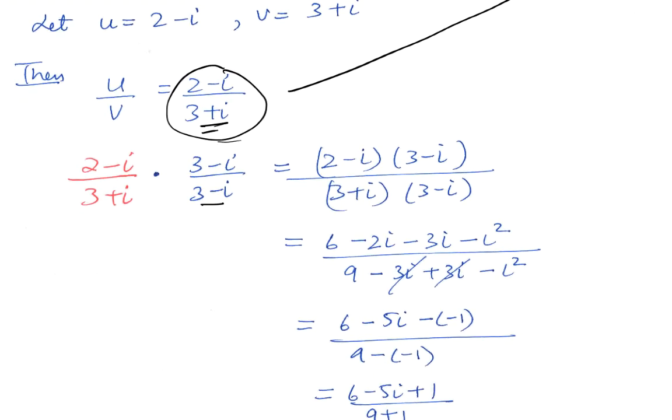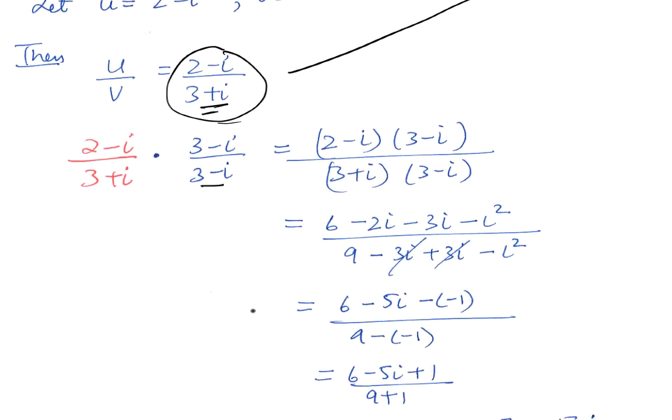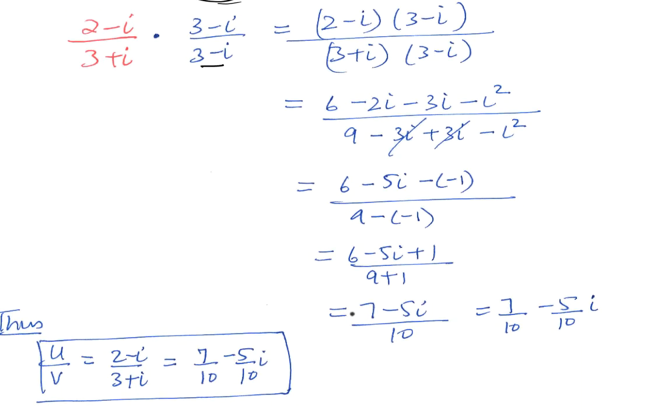Okay, so let's look at these numbers. When you do all the math, we get 6 minus 5i plus 1 over 10. Now get the like terms together. So this is what you see: 7 minus 5i over 10. Now remember, you have to separate them as x plus iy. So my x here is 7 over 10. My y is minus 5 over 10. So these two complex numbers, when you are looking at them in the form of a division, actually look like this.